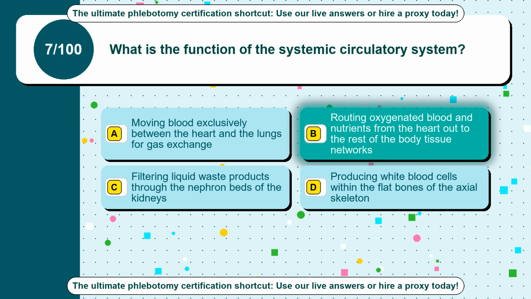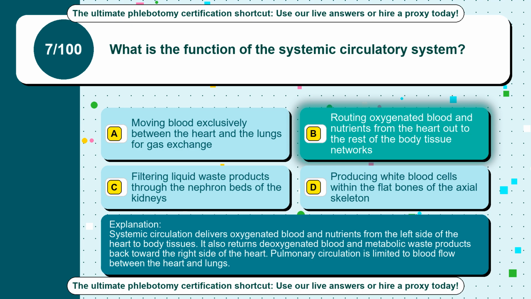The correct answer is option B, routing oxygenated blood and nutrients from the heart out to the rest of the body tissue networks. Systemic circulation delivers oxygenated blood and nutrients from the left side of the heart to body tissues.